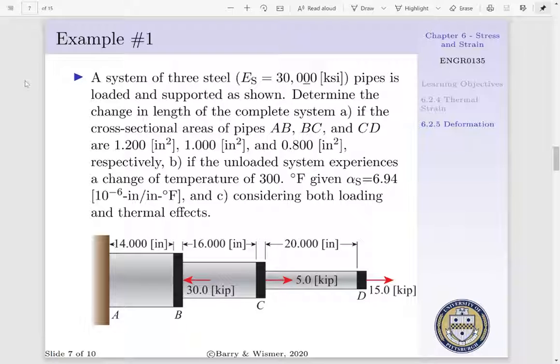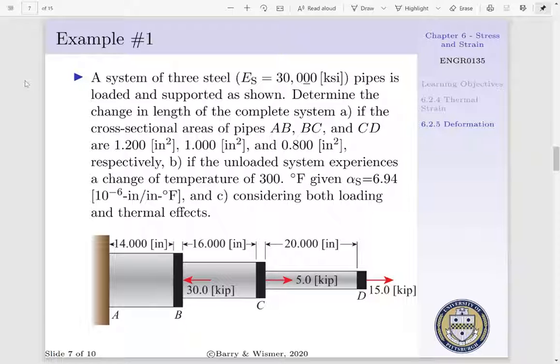The first configuration, A, is if our cross-sectional areas of pipes AB, BC, and CD are given as 1.200 inches squared, 1.000 inches squared, and 0.800 inches squared, respectively, and the only thing we are considering is the applied loads at the rigid plates B, C, and D.